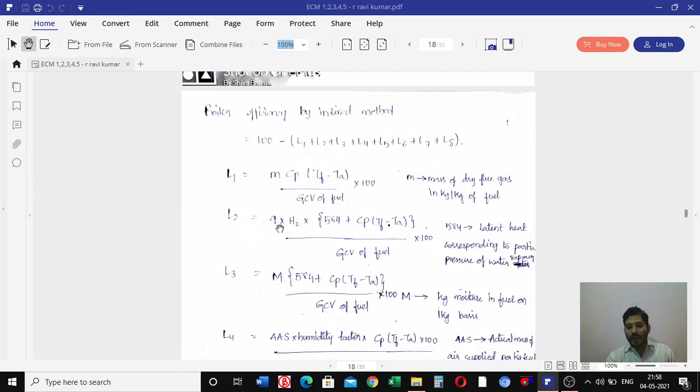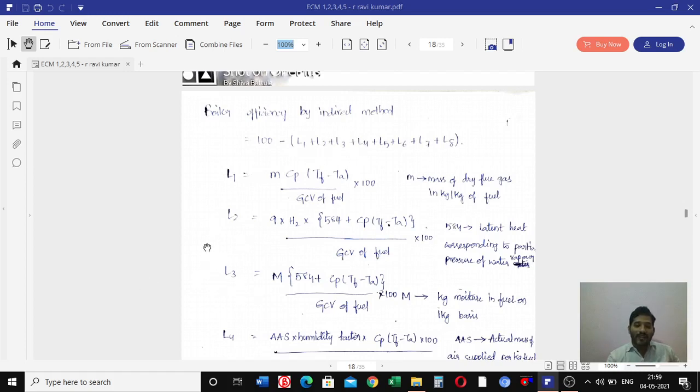L2 equals 9 into hydrogen into 584. Why am I using this 584? Because of latent heat, we are using 584, because whatever we heat, the water is vaporized. So for that reason we use 584. Plus Cp, the specific heat capacity of the air, times (Tf minus Ta), where Tf is the final temperature and Ta the ambient temperature, divided by GCV, the gross calorific value of the fuel, multiplied by 100. Then you will get the value of L2.